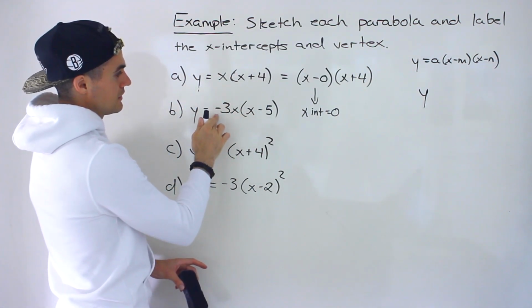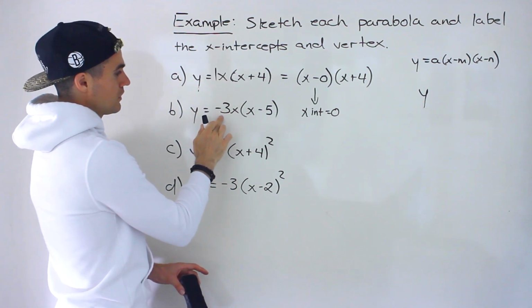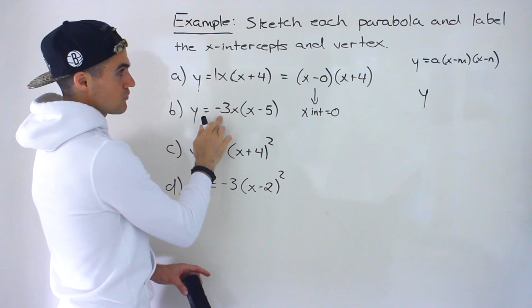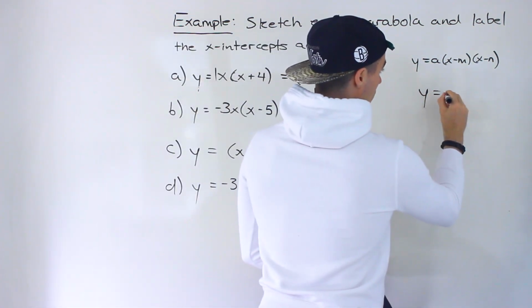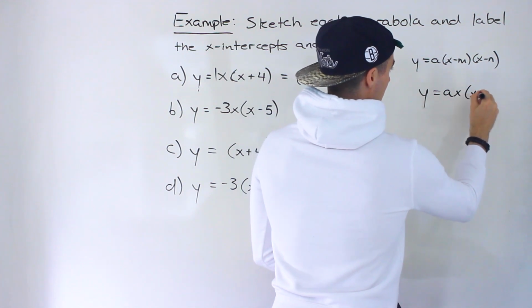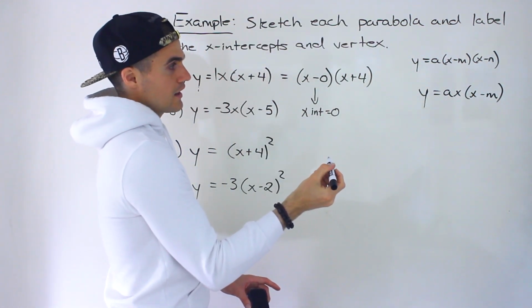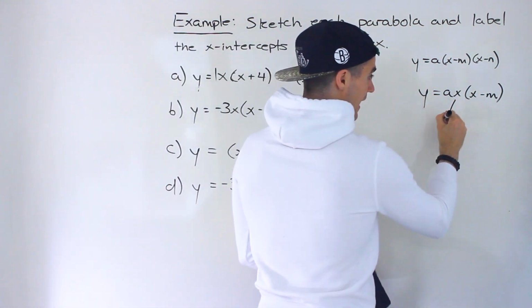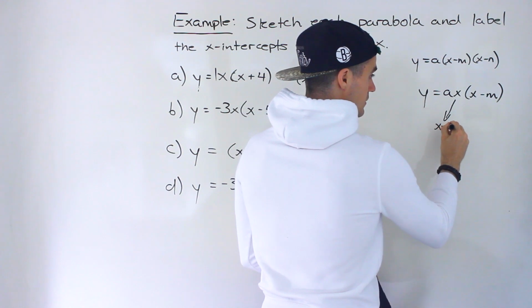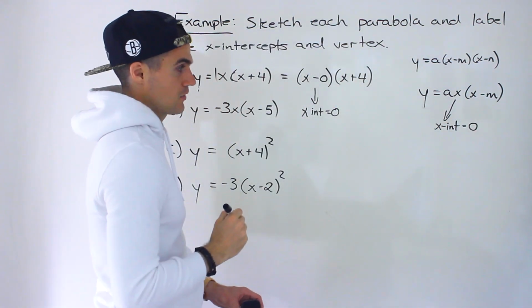So just in general, whenever you see a quadratic like this in this kind of format, notice that a and b are in the same format. It's just that here in a, we have an a value of 1. Over here in b, we have an a value of negative 3. But the format of these, in general, is like that. And whenever you see something like that, one of the x-intercepts is always going to equal 0.